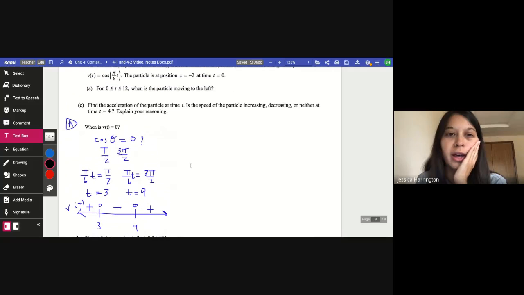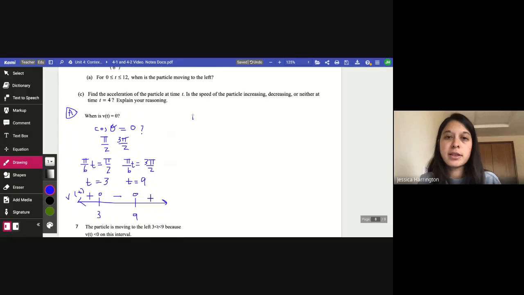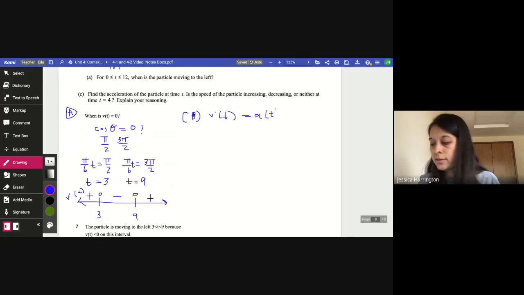All right, there's part A. So now let's look, we skip part B from this FRQ because we don't know how to do it yet. So part C says, find the acceleration of the particle at time t. Is the speed of the particle increasing, decreasing, or neither at time t equals 4? Explain your reasoning. So the first thing we need to do is find the acceleration. So we need to find the derivative. v prime of t is going to equal a of t. Okay, so let's find the derivative of that function.